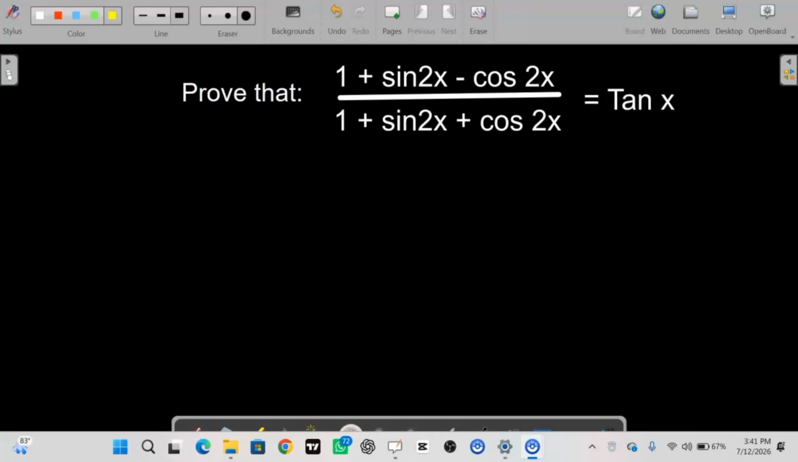At first glance, this double angle fraction looks like an absolute nightmare. But if you spot this one hidden trick, it collapses into a single term. We're going to start with the left hand side.